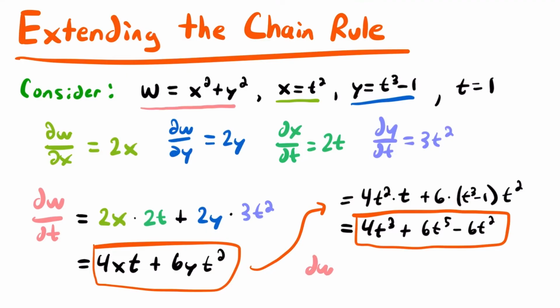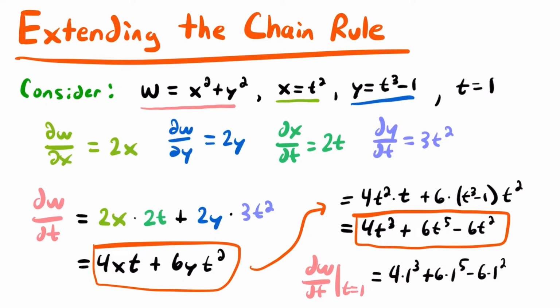So what we would have is dw dt evaluated at t equals 1 is equal to 4 times 1 cubed plus 6 times 1 to the power 5 minus 6 times 1 squared. In each case, 1 cubed, 1 to the power 5, and 1 squared are all equal to 1. So we get 4 times 1, which is 4, plus 6 times 1, which is 6. So 4 plus 6 is 10, minus 6 times 1, which would be 6.